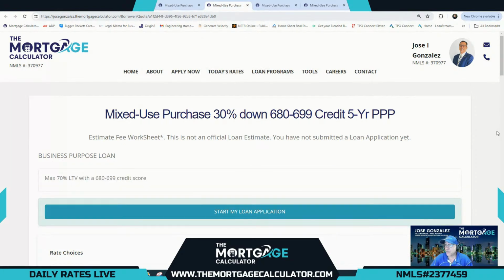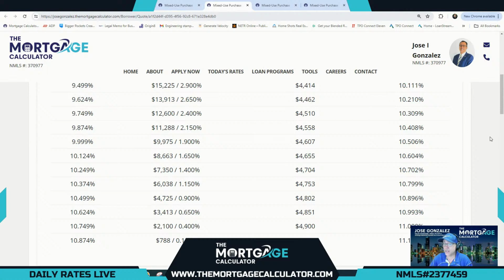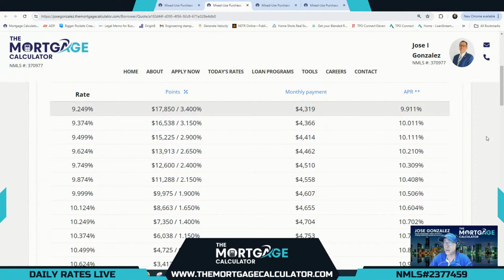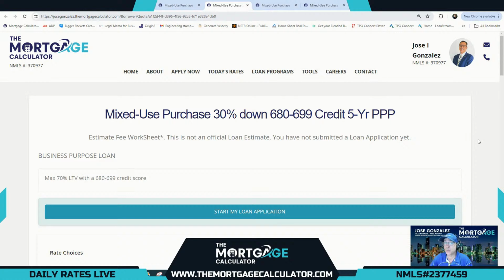So now we drop to 680 to 699, and unfortunately our LTV does drop to 70%. This option does require at least 30% down payment, but still good rates. We're at 10.874, almost at par with a cost of 0.15 points. And then we can buy that down to 9.249 at a cost of 3.4 points for our 680 to 699 credit score borrower, 30% down.